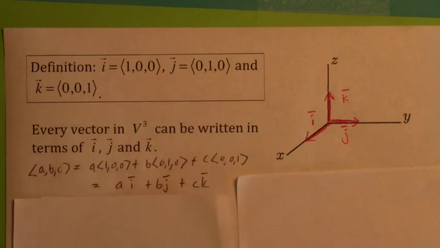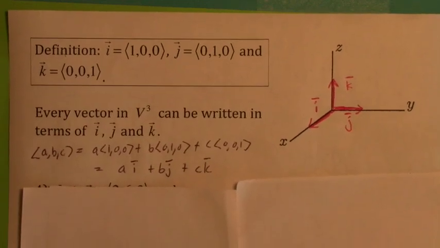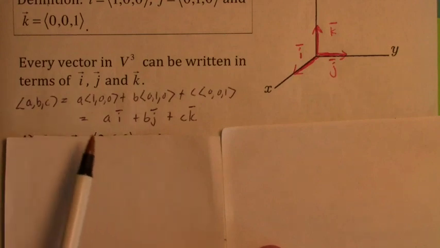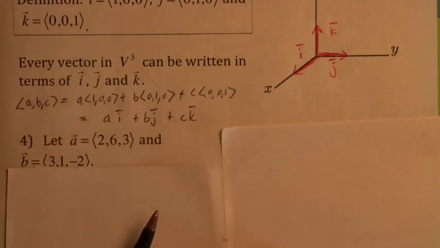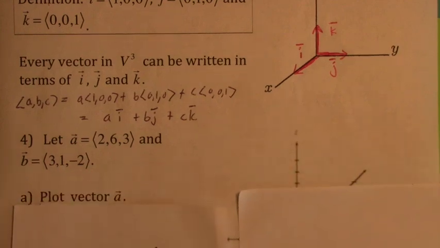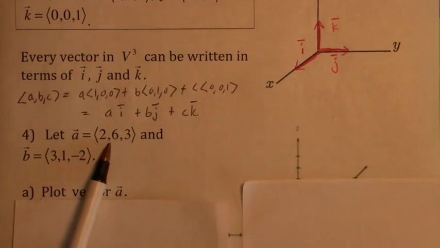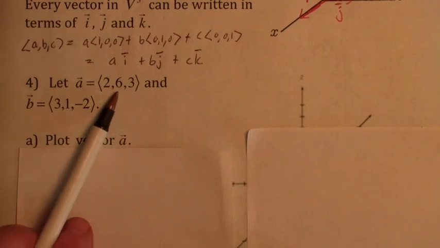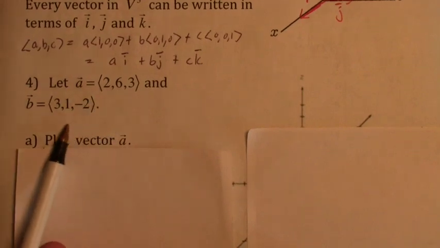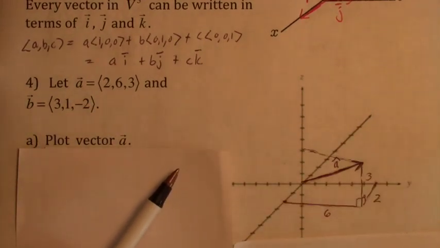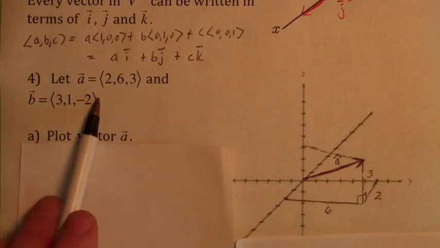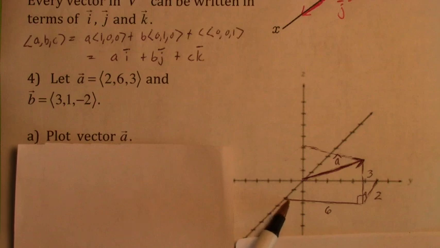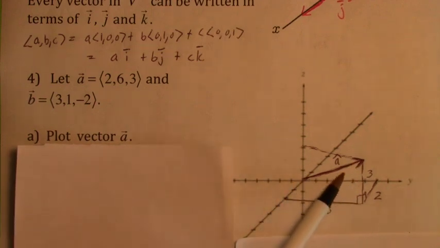And sure enough, every vector in V3 can be represented in terms of i, j, and k, like we did before. All right, suppose we have 2 vectors. This is your vector a in V3. This is your vector b in V3. So a might look like this. To think of a, you would go 2 in the x, 6 in the y, and 3 in the z. So I'm putting it in standard position. So this would be the vector a.